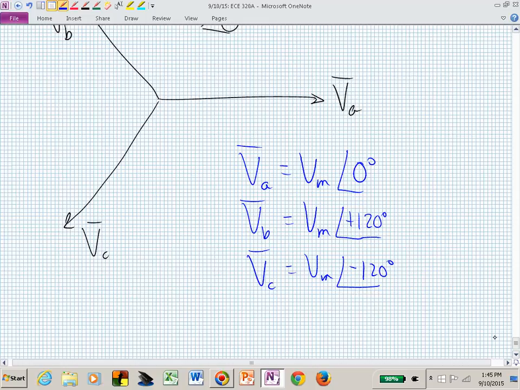And what you need to keep in mind is if you have a positive phase sequence, you can connect these different loads or sources in parallel, but you can't mix phases. You can't have a positive sequence with a negative sequence in parallel. Everything has to be one phase sequence.